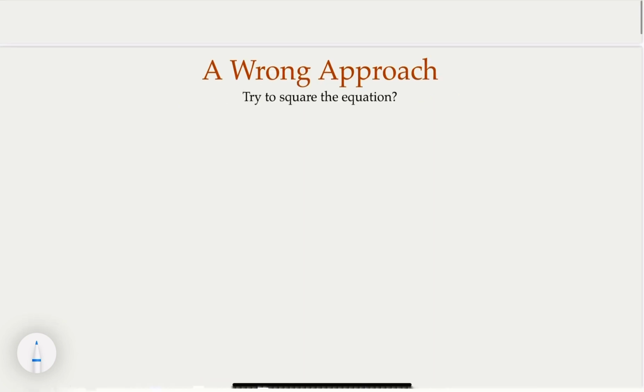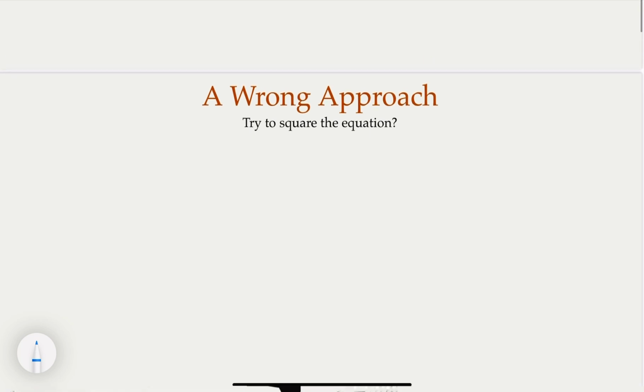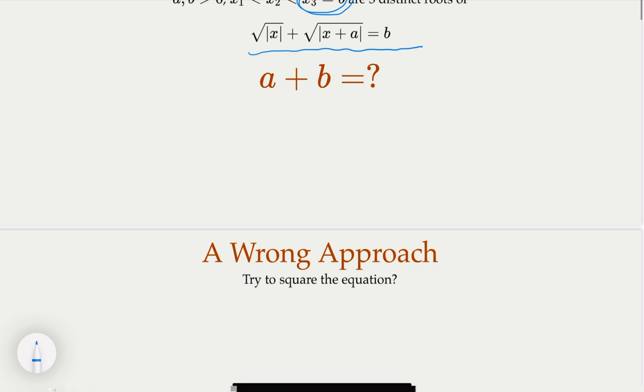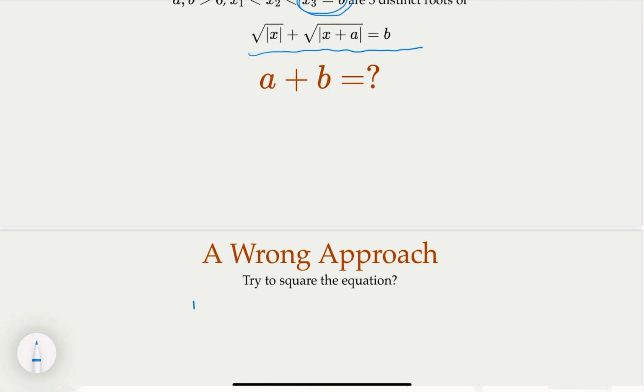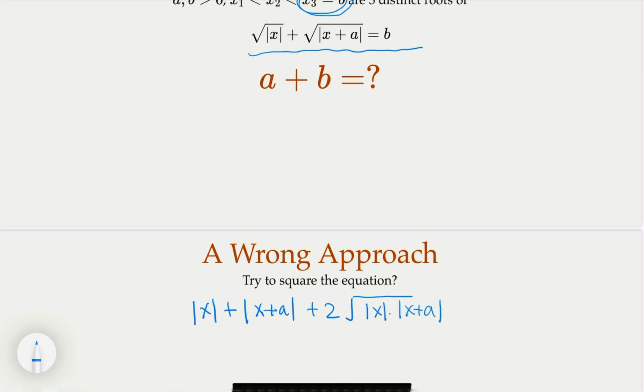Actually, we would want to square the equation to get rid of the square root. Let's do that. When you square it, you're going to have x squared, plus the absolute value of x plus a, plus 2ab, which is x times x plus a, and then equal b squared. Now, what to do next? Not easy. Wrong direction. All right?